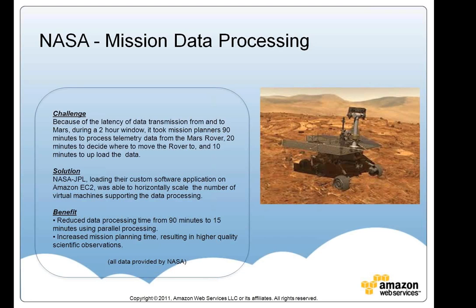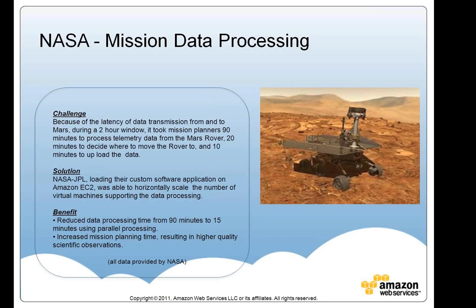They have a very short decision window once it's been processed to make decisions about where they'd like to send the rover. And then also within the same 2-hour window, they need to upload the decision, the results, back to the rover and say, this is where you need to head for next. They built a horizontally scaling application running on EC2. They were able to scale up for this short time of this decision window, take all the data, do the processing, and scale back down.